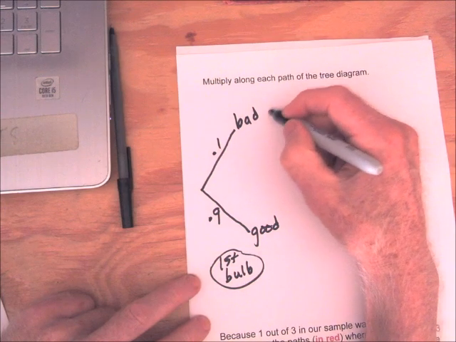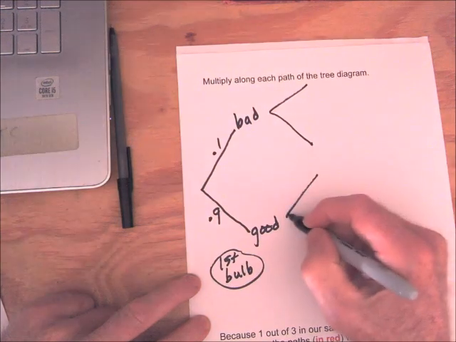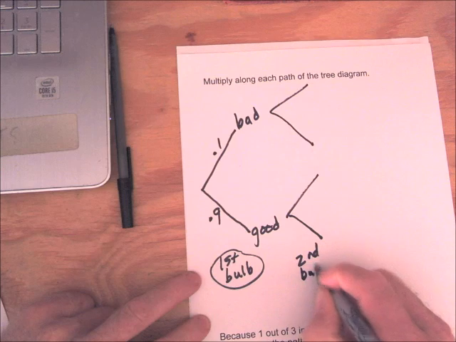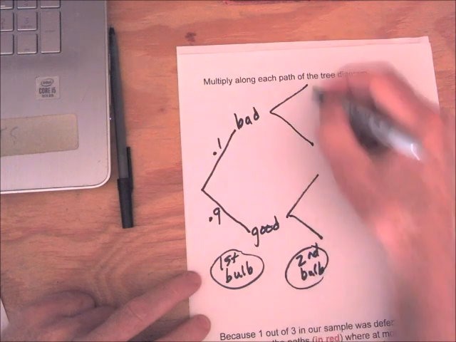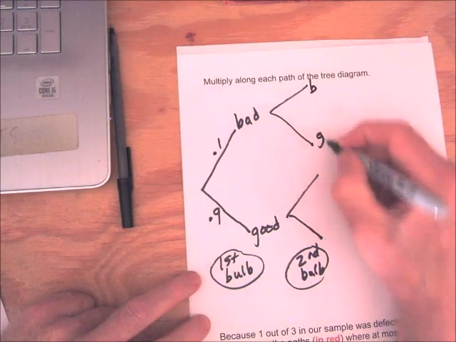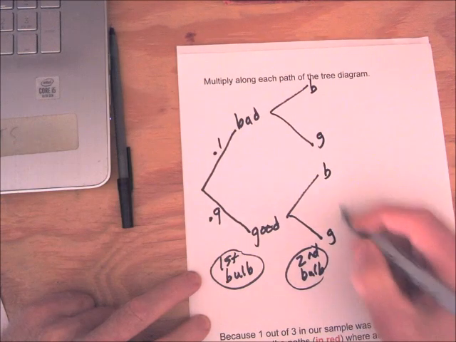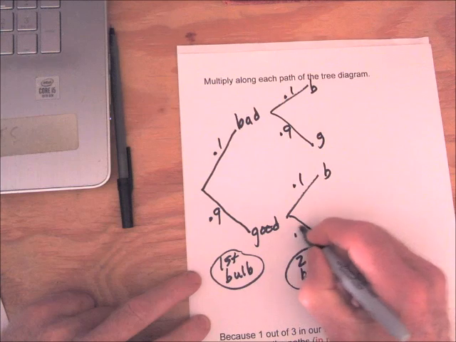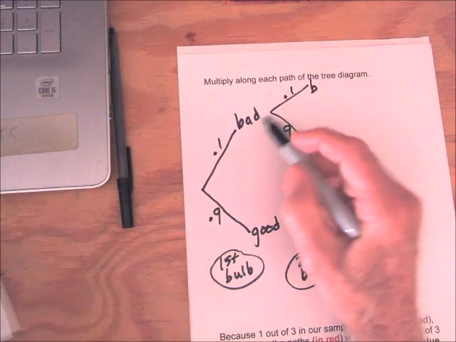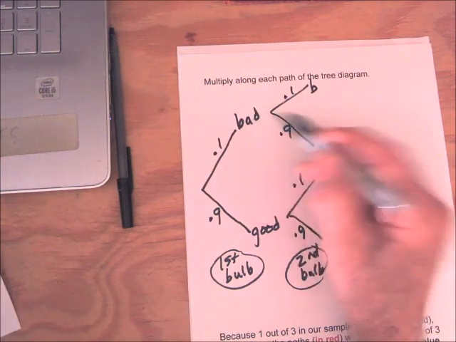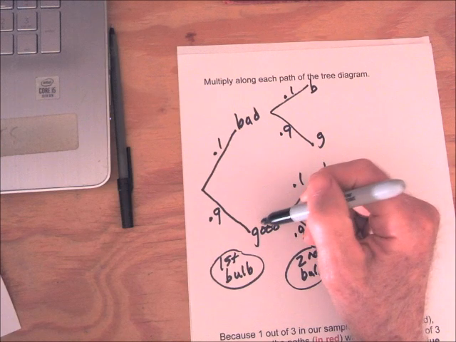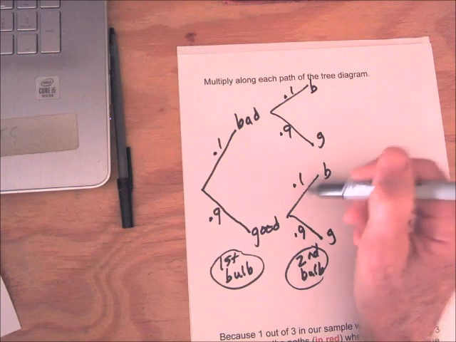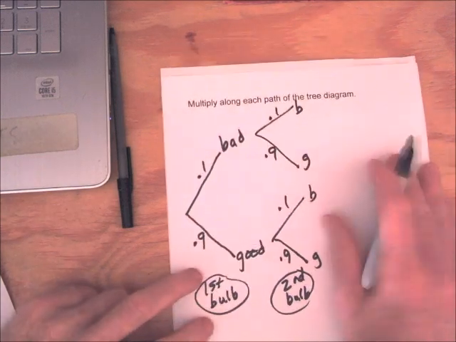There's 2 possible outcomes. And second light bulb, also either bad or good. I'll just put B and G. And probability 0.1, 0.9. So with 2 light bulbs, there's 4 possible outcomes. They can both be bad. First is bad, the second is good. First light bulb is good, the second one is bad, or they can both be good. So each time you add a light bulb, the number of possible outcomes doubles.